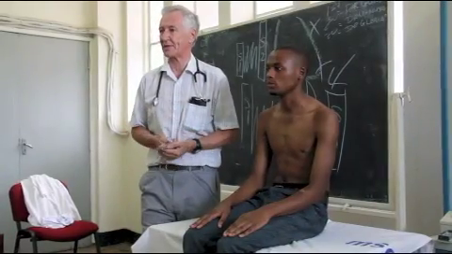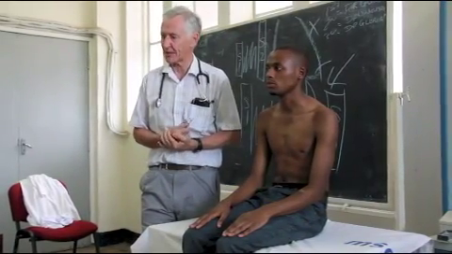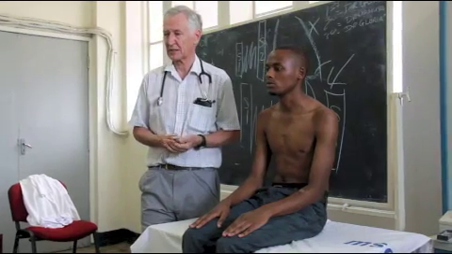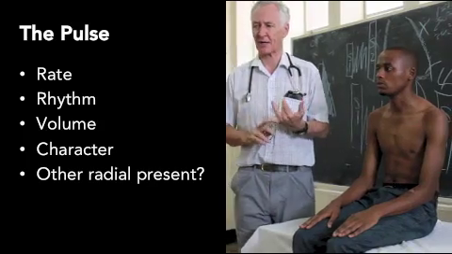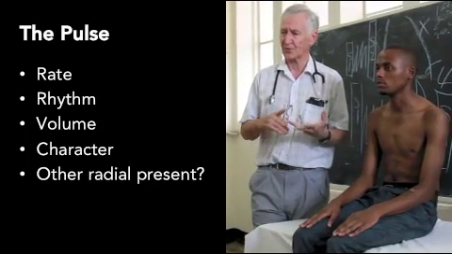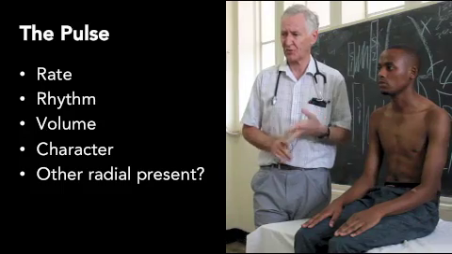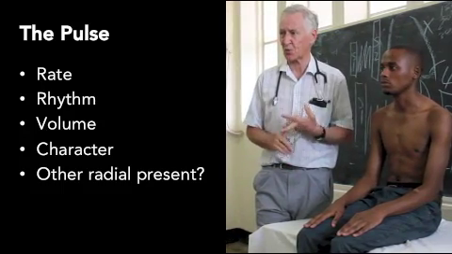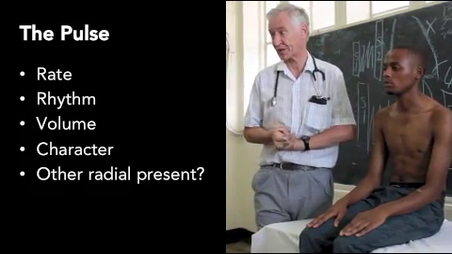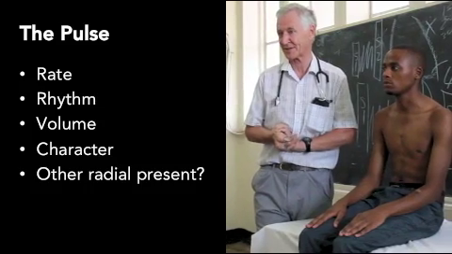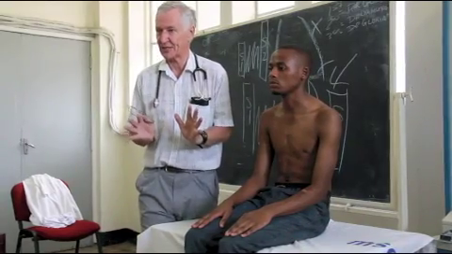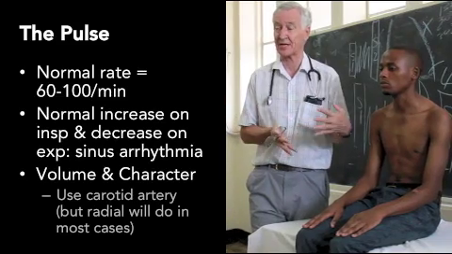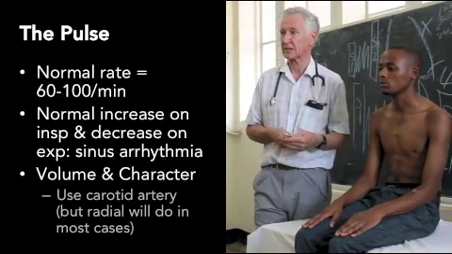Now we go on to the examination of the cardiovascular system proper and start with the pulse. There are 5 major things that we have to remember about the pulse. One is rhythm, rate, volume, character, arterial wall, and lastly, whether the other radial pulse is present. I'll re-emphasize those. The rate is self-explanatory. Anything above 100 is tachycardia, anything below 60 is bradycardia.